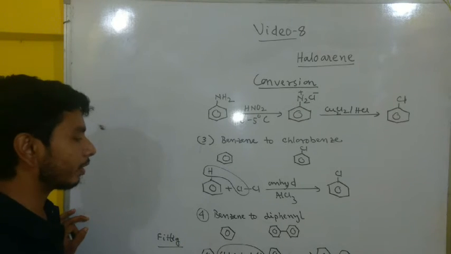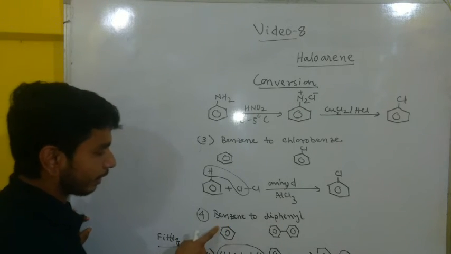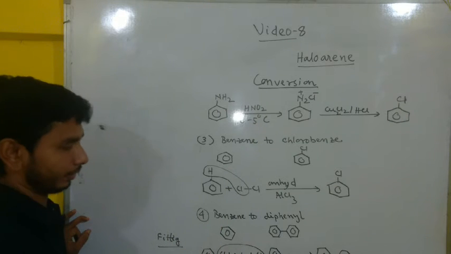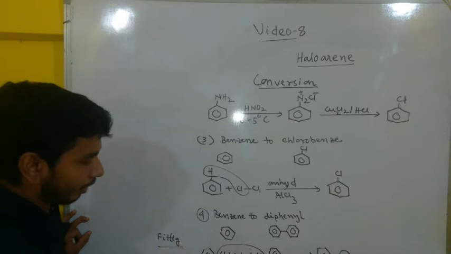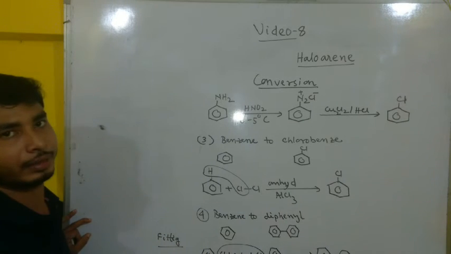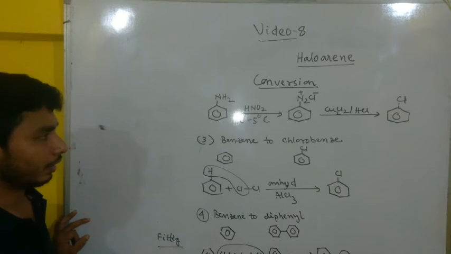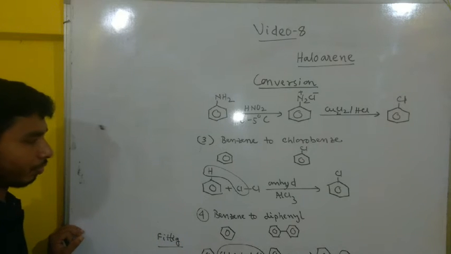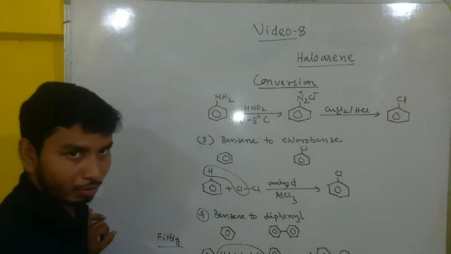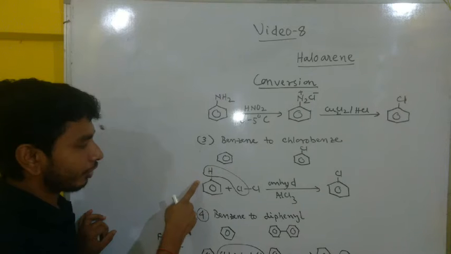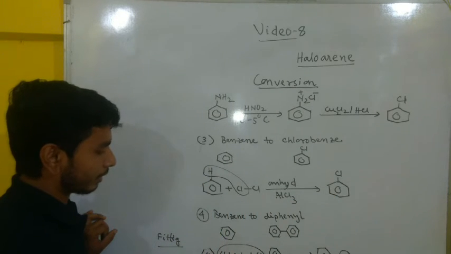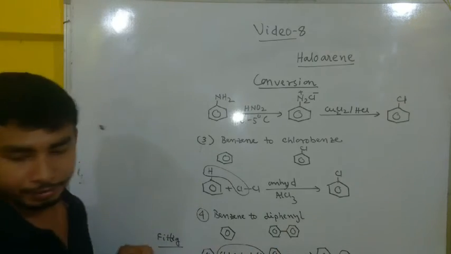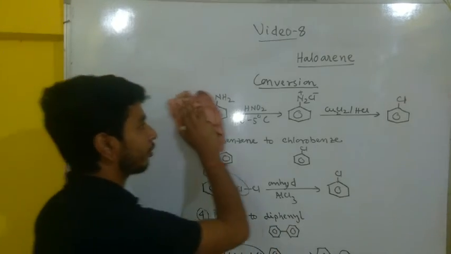So how can we convert? First, benzene has to be converted to chlorobenzene, and then chlorobenzene is converted to diphenyl. Clear? So how can benzene be converted to chlorobenzene? First benzene to chlorobenzene, then chlorobenzene to diphenyl. So what will be the reaction?